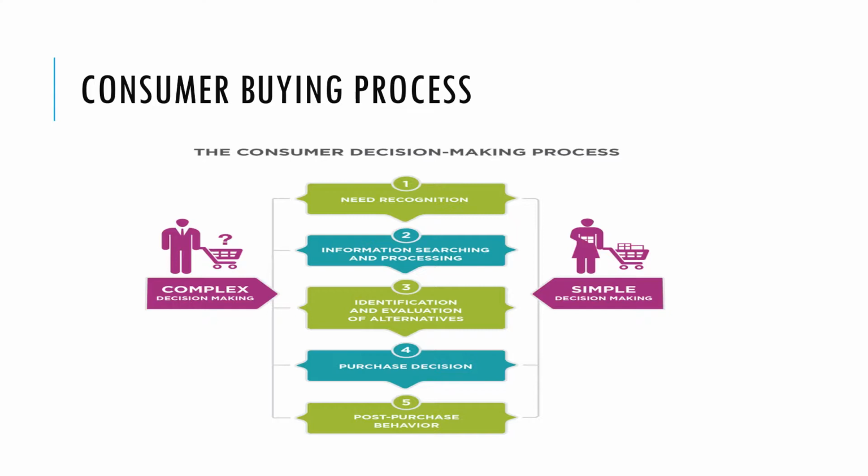Then you go out and you do step number 2, information searching and processing. You may already know what the direct product is you have in mind, but you want to understand the price. So you go online to find the best price you can find it at.